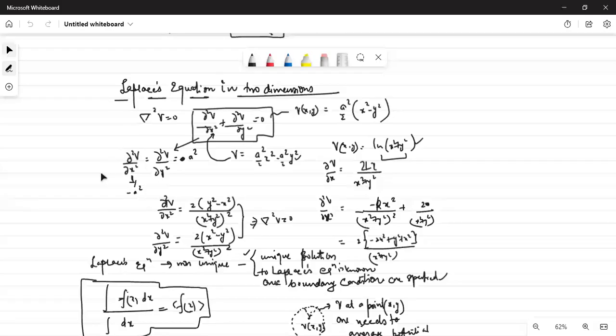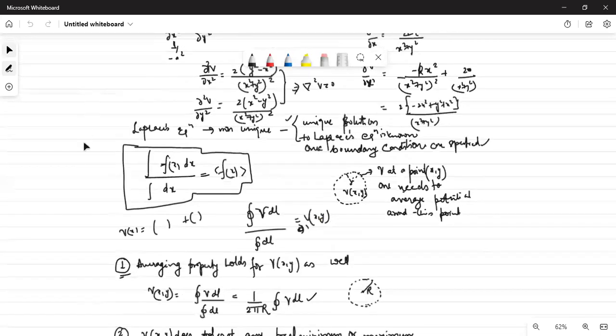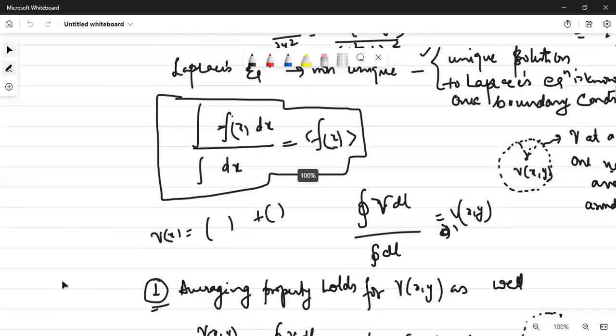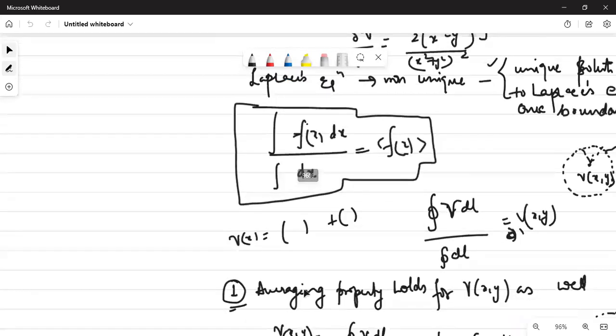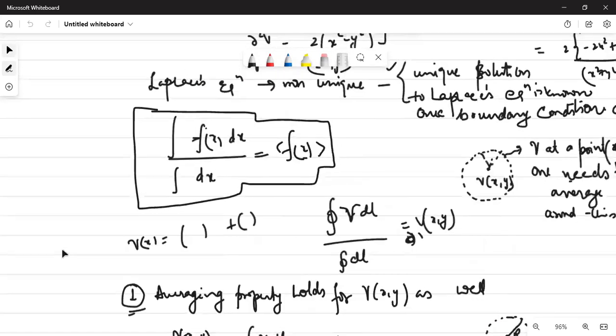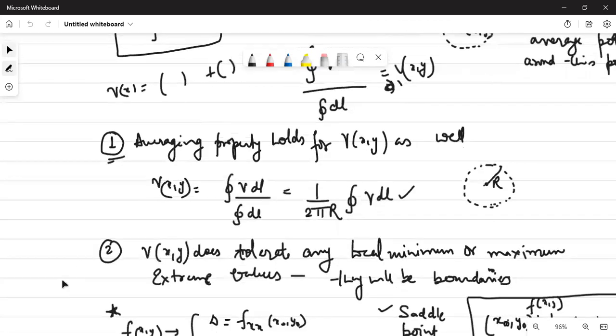So we've already done all these things in two dimensions and one dimension. We are going to do it in three dimensions right now. And probably today we are also going to see at least one relevant example.